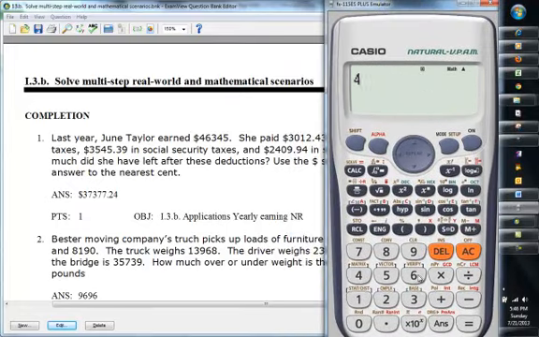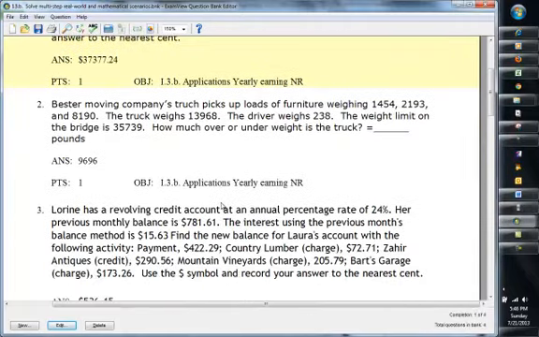So 46,345 subtract the 3,012.43. Subtract the 3,545.39 and subtract the 2,409.94, and we get $37,377.24.